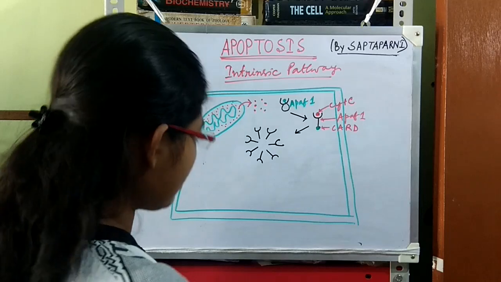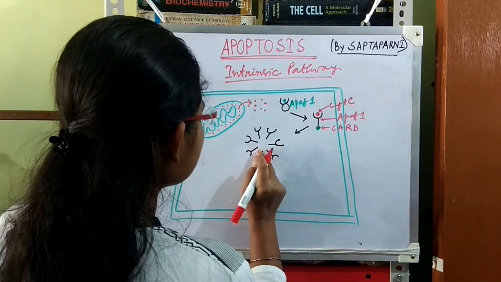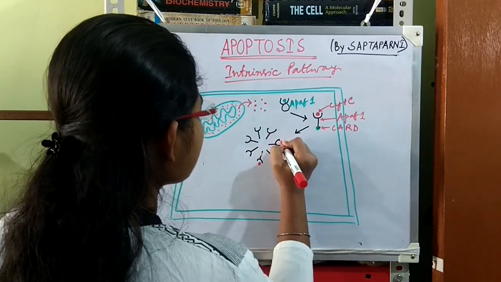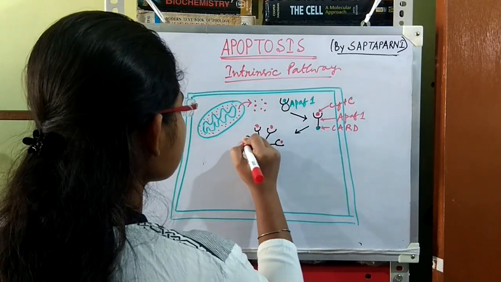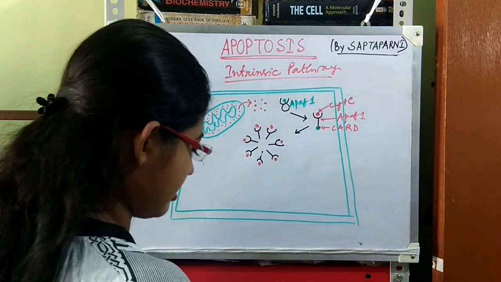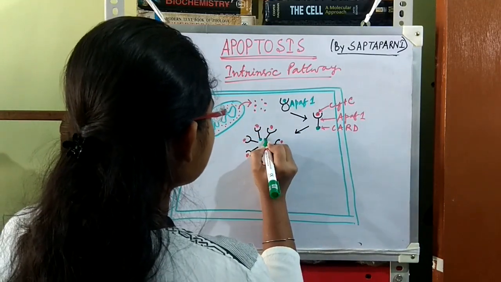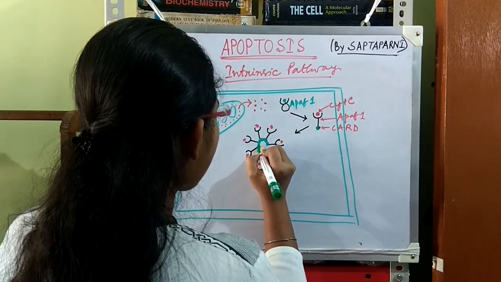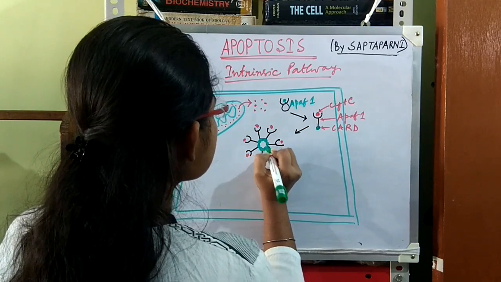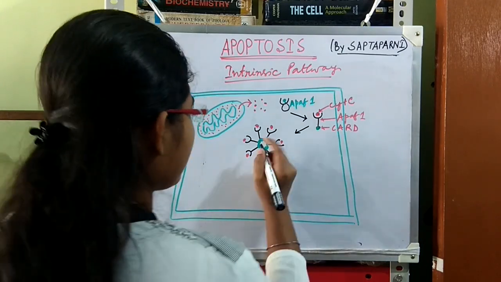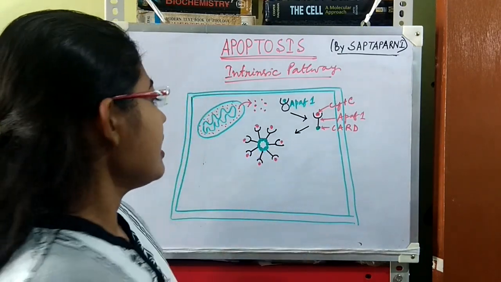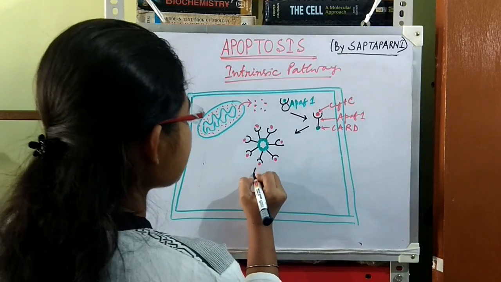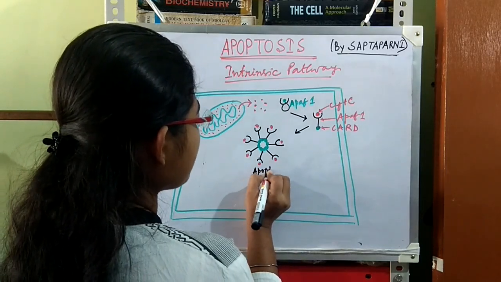These are the cytochrome C binding with the APAF1s and these are their CARD domains. With the help of the CARD domain, they bind with each other. Now, this is the apoptosome.